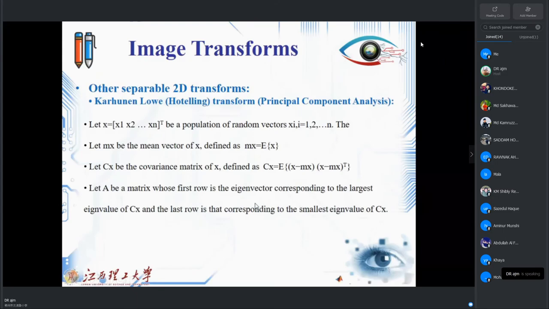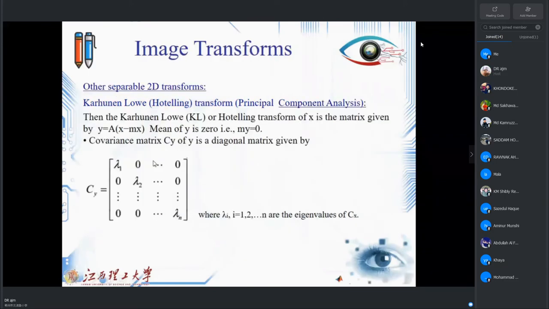This PCA can be shown like this. This slide is maybe more clear, that you will see we have the matrix in transpose form. And then with that, we have the mean vector, which is shown by MX. And then the smallest eigenvalue is shown here. With this PCA method, the Karhunen-Loeve or Hotelling transform of X is the matrix given by Y is equal to A of X minus MX, where the mean of Y is zero. And the covariance CY can be represented by the below matrix, where lambda I, for I equal to 1 to N, are the eigenvalues of CX.